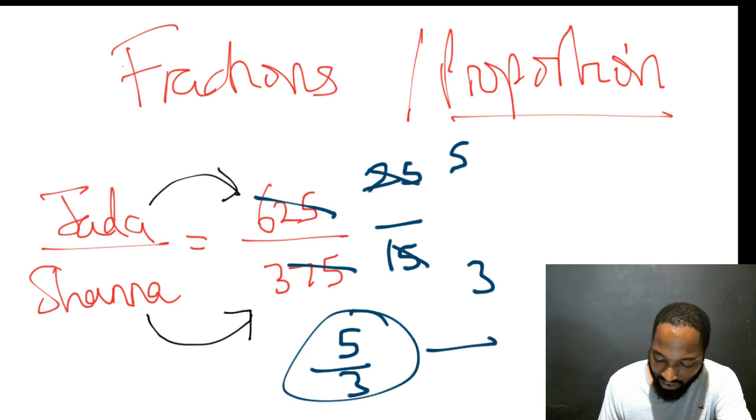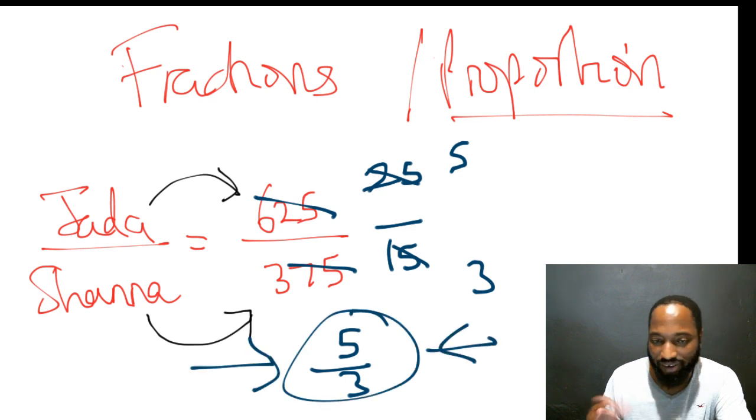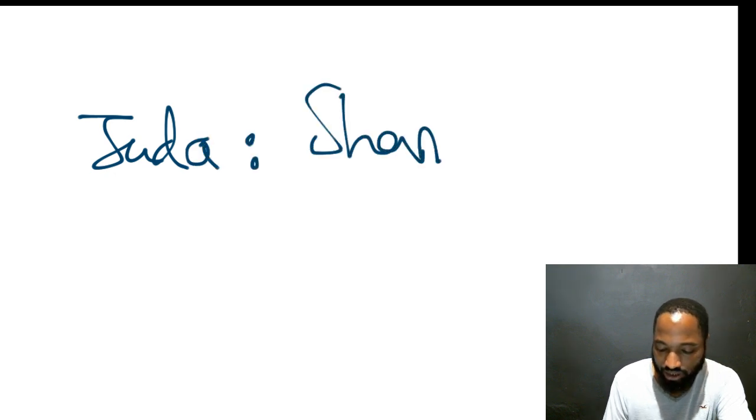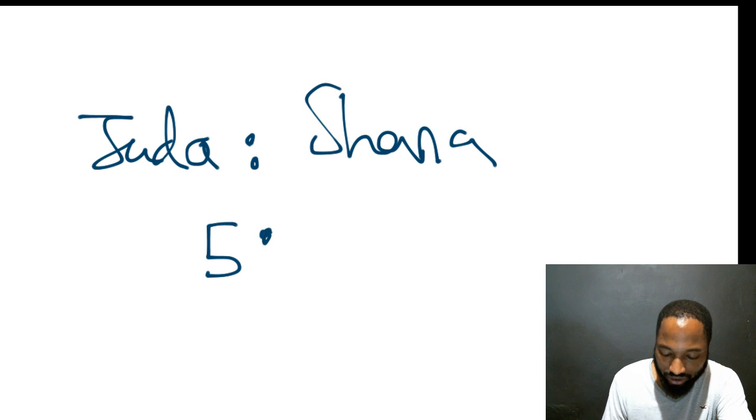Now, this is not really the final answer because it's a fraction. You might still get the mark, but they more likely want to see Jada to Shanna, which means the ratio 5 to 3.